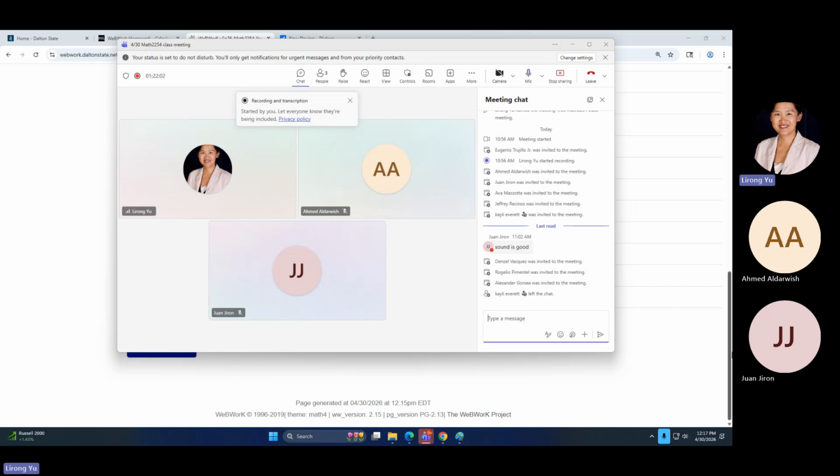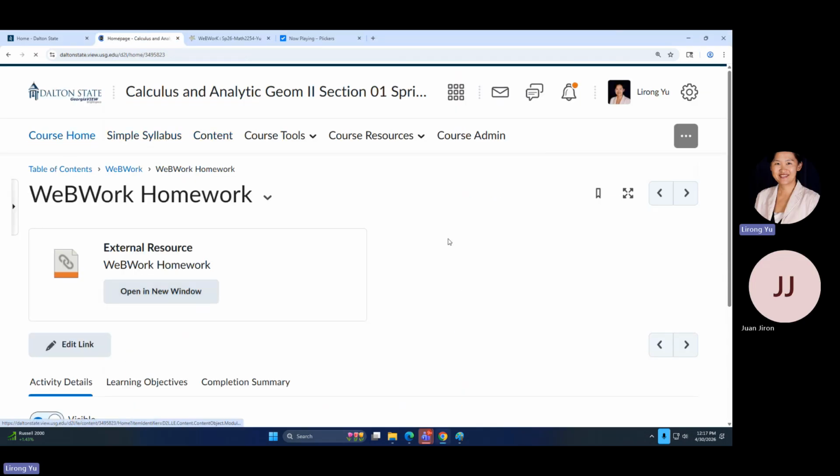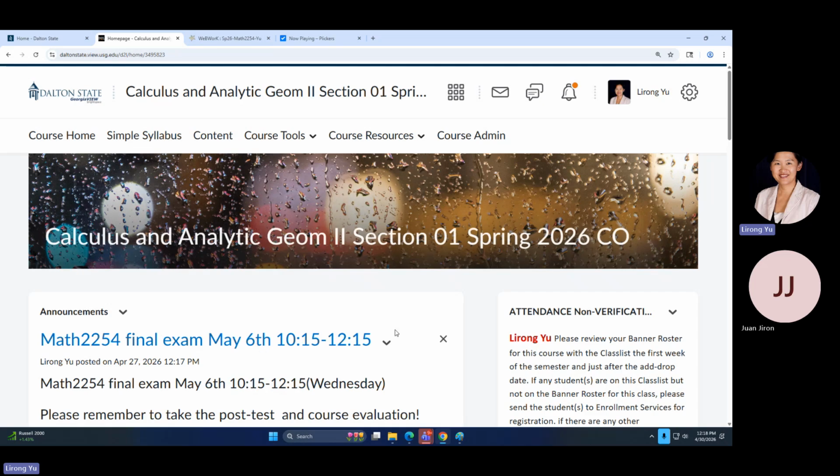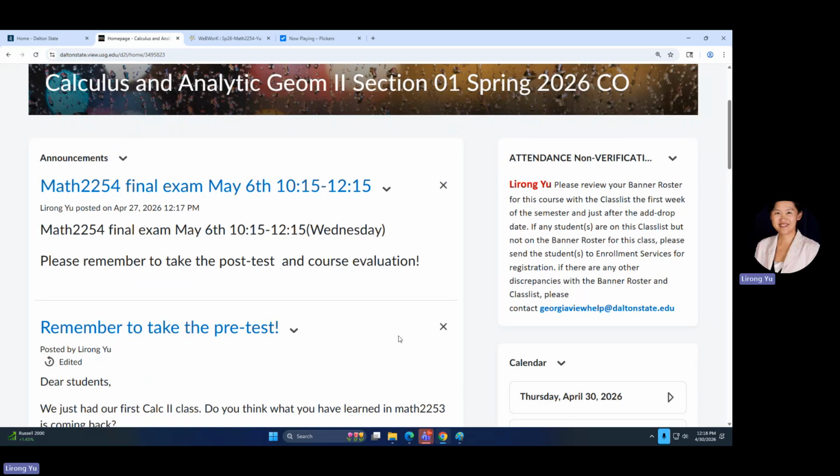Actually, I posted it, but then missed that. The final exam is May 6th. Do you have a note card like this? Yes, one page. The final exam is longer and covers the whole semester, so you're allowed to bring one page.